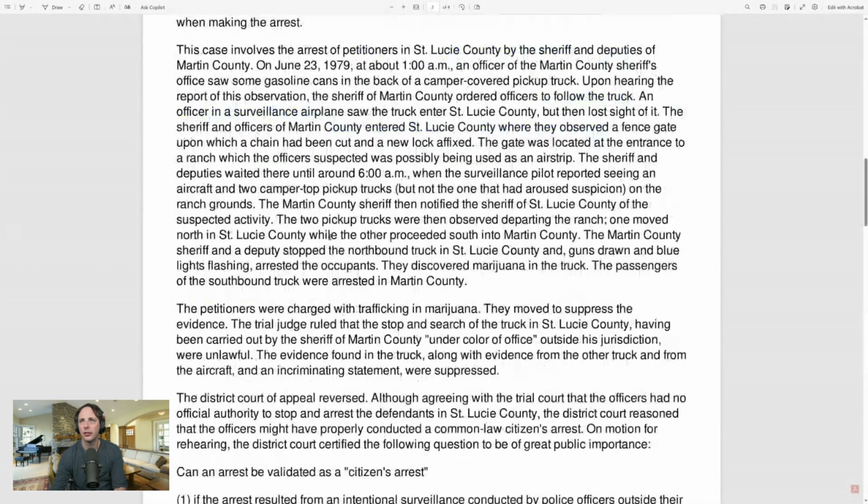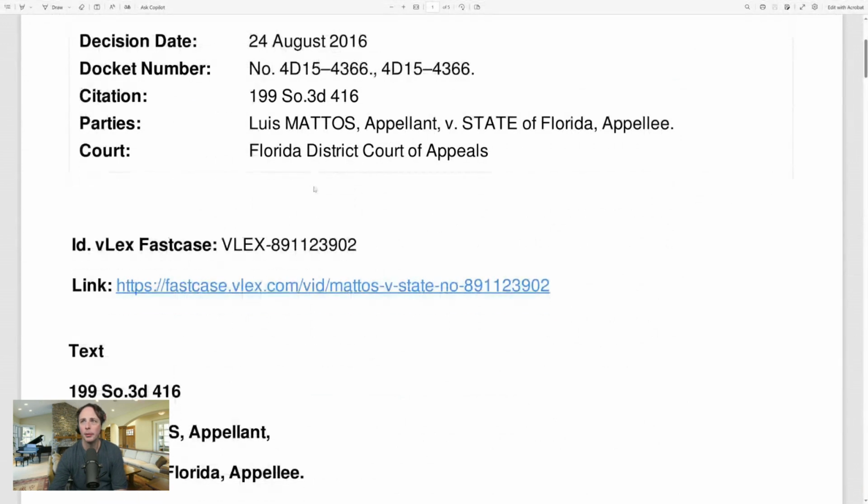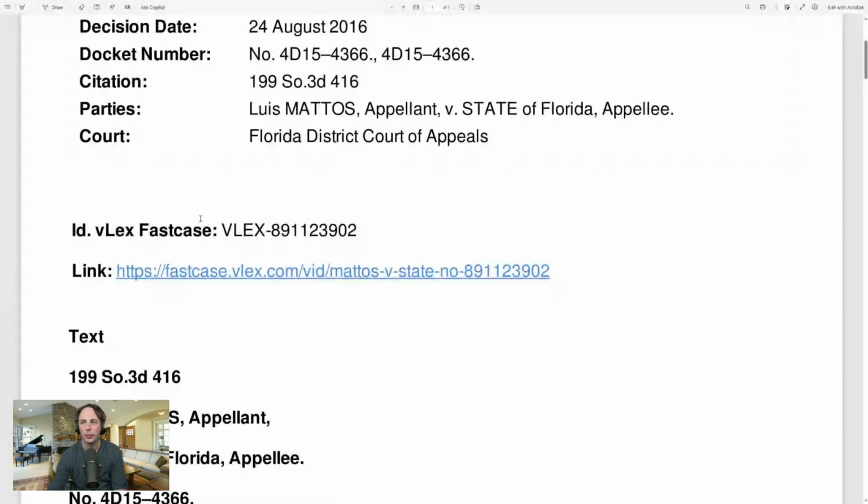Now, there's another case we're going to take a look at here that will help further elucidate the citizen's arrest situation. So this is coming from the Florida District Court of Appeals for the 4th District.